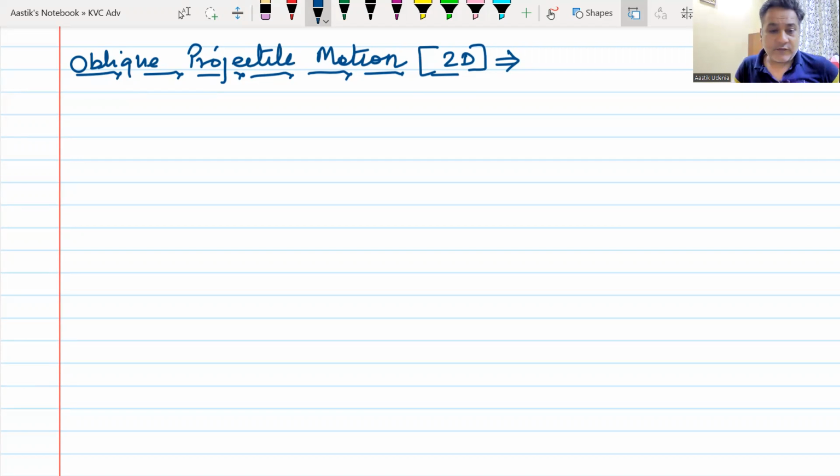Now, in case of oblique projectile motion, what is going to happen, my dear friends? Everyone knows this. Tell me, what is going to happen in case of oblique projectile motion? Yes, tell me.